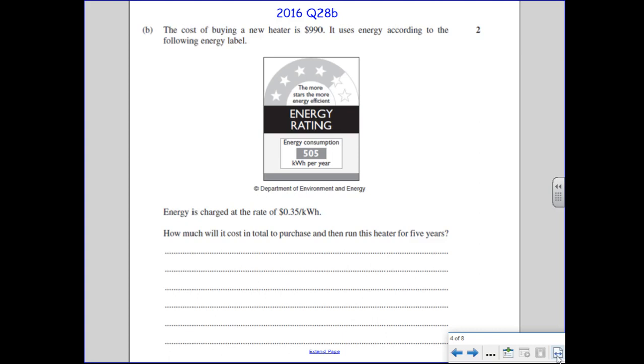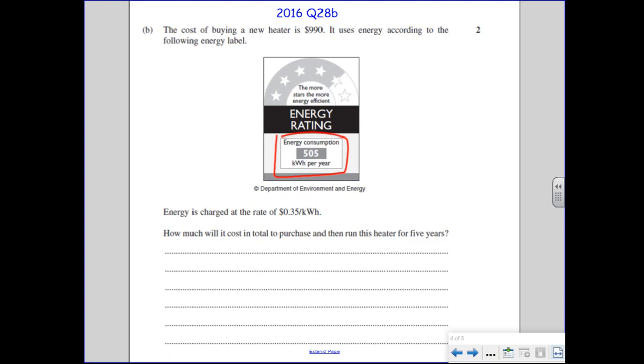It uses energy according to the following labels. So you might have seen these labels if you walked around JB Hi-Fi or Good Guys or Harvey Norman or whatever. It has an energy saving star index and all that kind of stuff. And we see in here that the energy consumption is 505 kilowatt hours per year. And energy is charged at the rate of 35 cents per kilowatt hour.